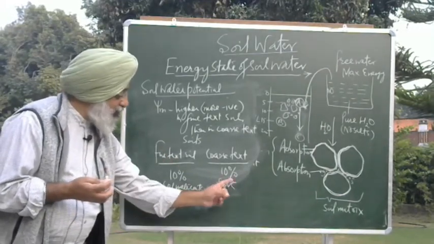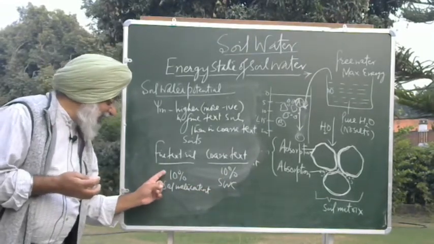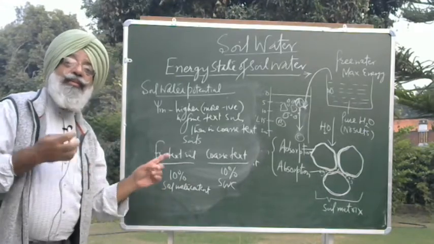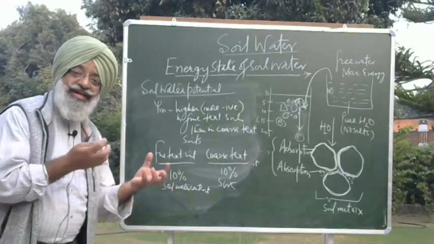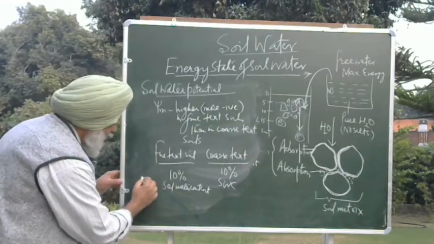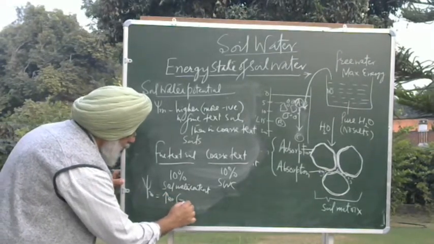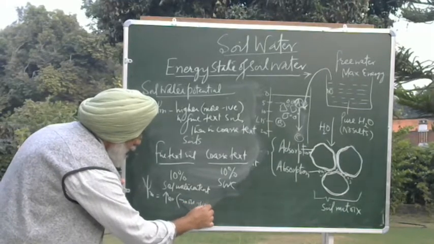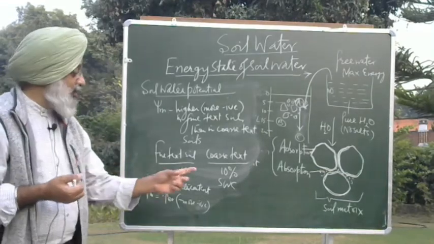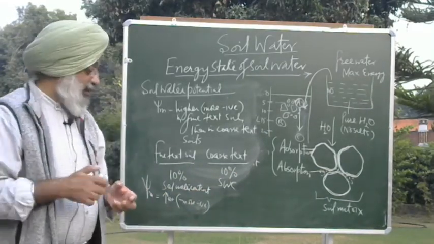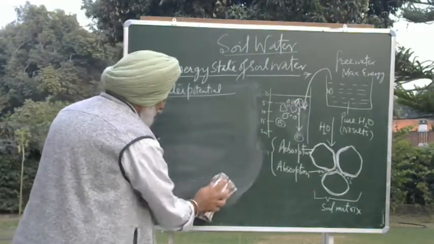Now, same amount of water in two types of soils. Still, this water in coarse textured soils may be available to the plant, but this same amount of water in fine textured soil may not be available to the plant. The reason being, this 10% moisture is held with a greater force. The magnetic potential is higher, and higher means more negative. So, in fine textured soils, water is held with a greater force than in coarse textured soils. And we measure this with the help of a tensiometer.